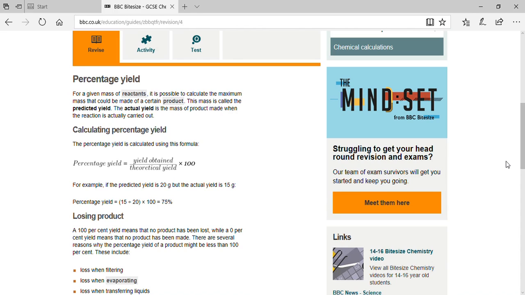So what your mother is thinking about is the amount of raw material, known as your predicted yield, or also known as theoretical yield. You are predicting that you will be able to prepare this amount of material from your reactant.